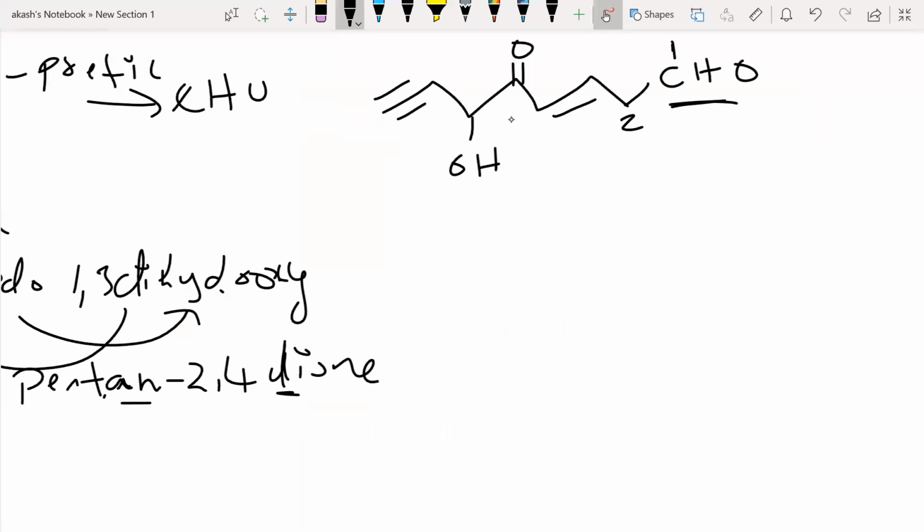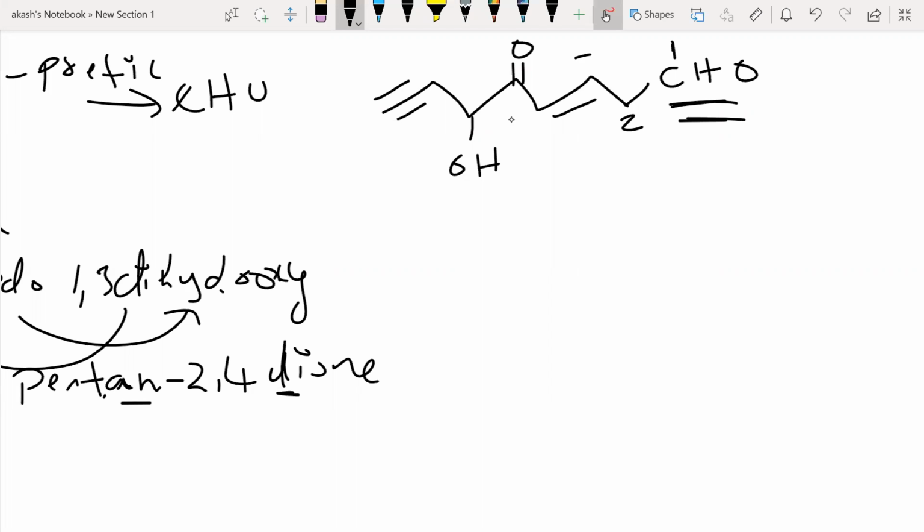So now I have 3 groups: CHO, that is an aldehyde; then one C double bond O, a ketone; and an alcohol. Other than that, I have a double bond also. Obviously the priority goes to the aldehyde. Please remember, when comparing ketones and aldehydes, aldehyde has more priority. So aldehyde gets the lowest possible number. That's why you put the number 1. This is part of the main chain.